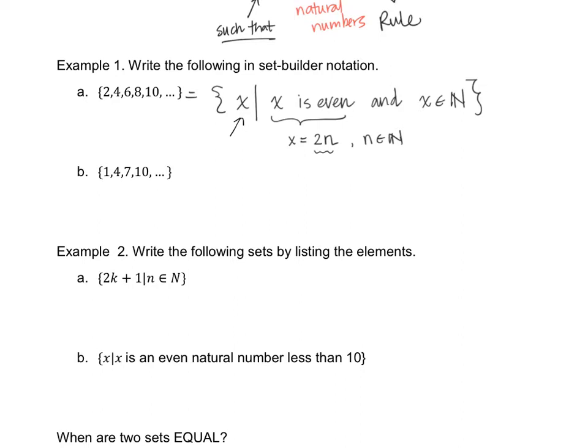Now I have 1, 4, 7, 10. Well, they're not all even, they're not all odd, but I do notice that within this set they're adding 3 every time. So I could say, okay, let's say this is the set of all the x such that, let's see, you start at 1. This is our starting number. Let's think a little bit more about what's happening here.